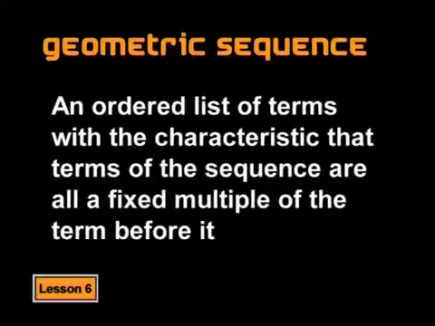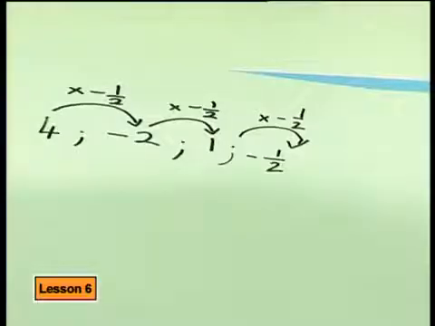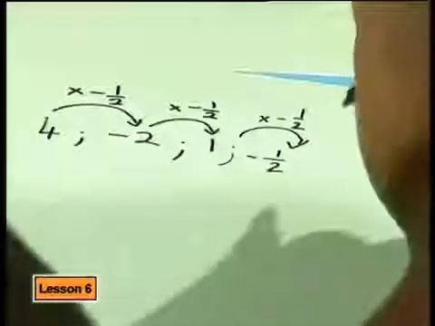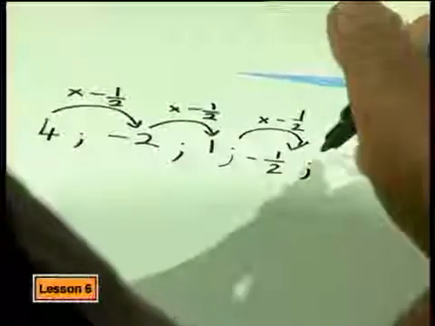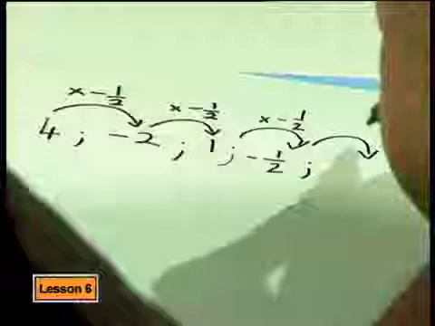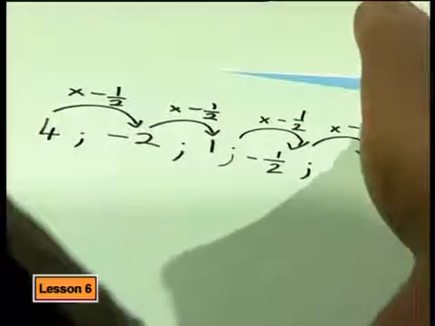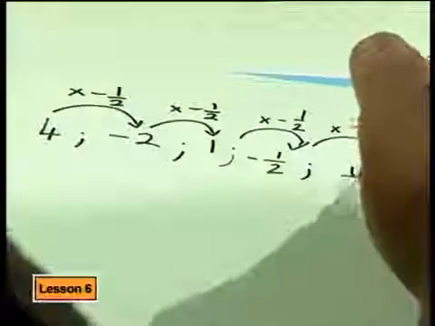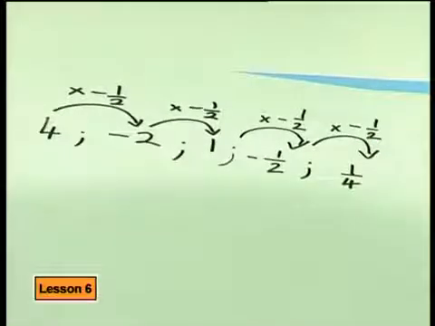We said that a geometric sequence is an ordered list of terms with the characteristic that terms of the sequence are all a fixed multiple of the term before, and that we call this multiple the common ratio. One example of a geometric sequence that we studied looked as follows. We worked out that to get from 4 to -2, we needed to multiply by -1/2. Similarly, we got from -2 to 1 by multiplying by -1/2. And in the same way, we determined all of the terms in the sequence by multiplying each term by -1/2. We called -1/2 the common ratio of the series.